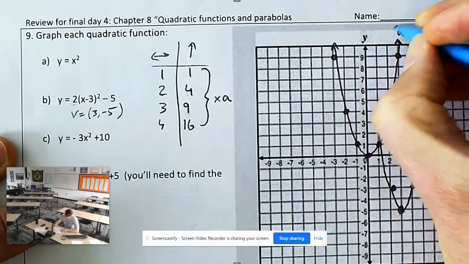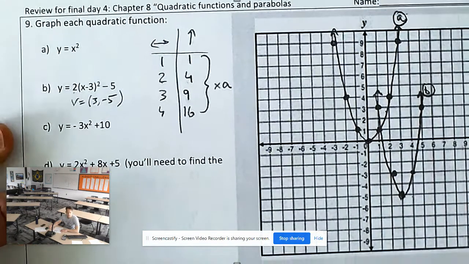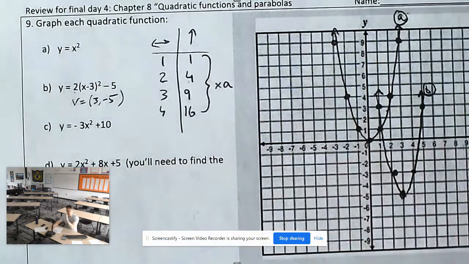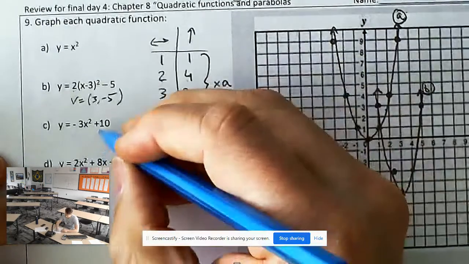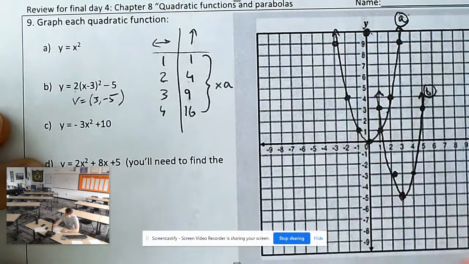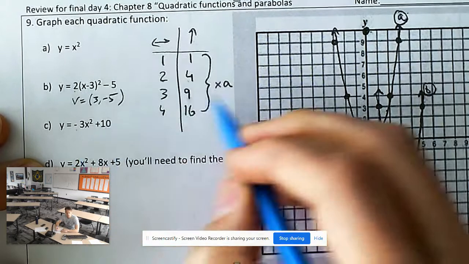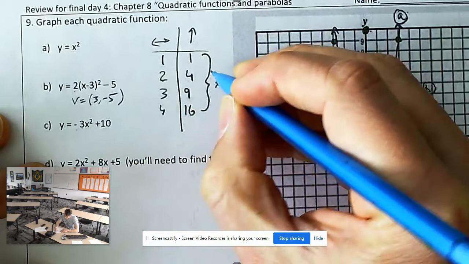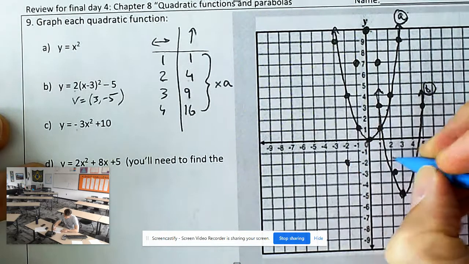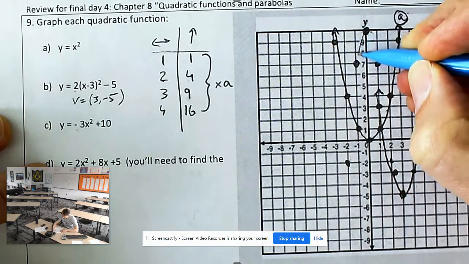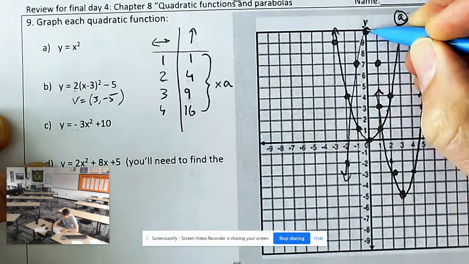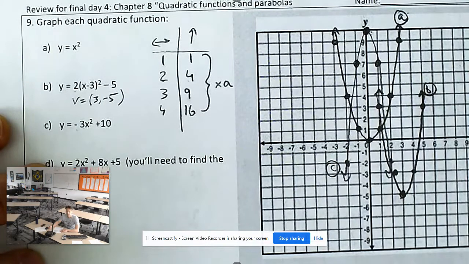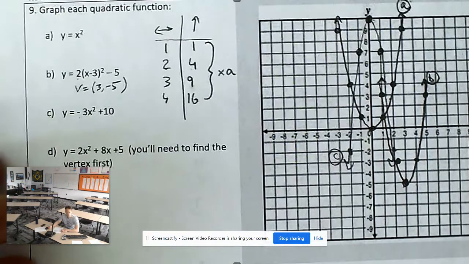Okay. This one has no B. It only has an A term and a C term, so there's no movement left or right. So I know it's going to start at 10, way up here. And I know it's going to go down because of the negative, but it's going to be tripled. So out 1, down 3. Out 2, down 12. So this guy's going to go all the way down there. So he's going to be a skinny guy going downhill like this. That is letter C. Looks a little messy. Sorry about that.